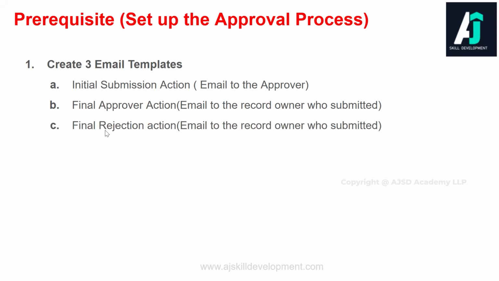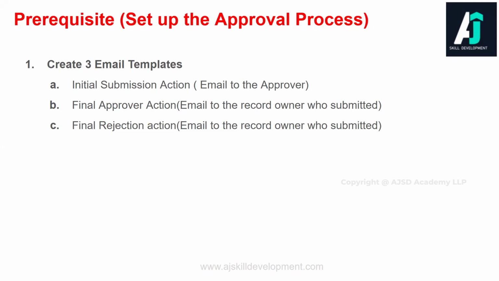And the final rejection action, so if your manager is rejecting your record, in that case, if you want to receive a rejection email, then you have to configure an email template already. Only then can we use those templates in the approval process. These email templates are mandatory if you have to create an approval process with email alerts, or else we'll not be able to move to the next steps in the approval process.